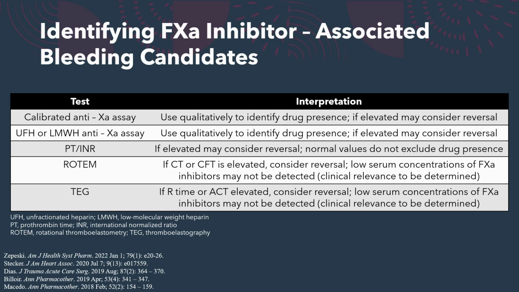So the first one I have listed here is obviously a calibrated anti-10A. If you have something that is specific for rivaroxaban or apixaban, feel free to utilize this in this setting, again using a qualitative value. If elevated, you can consider reversal. The same thing with unfractionated or low molecular weight anti-10A assays. Again, you're just using these to determine drug presence. So if there's any elevation, you can feel pretty confident that there is drug present.